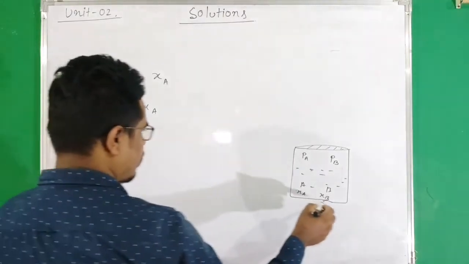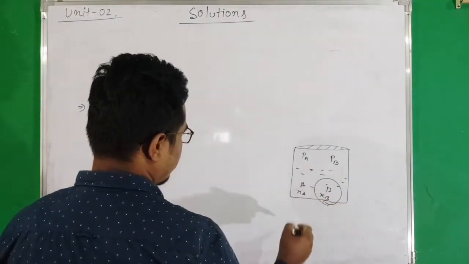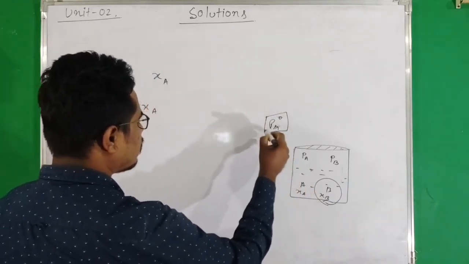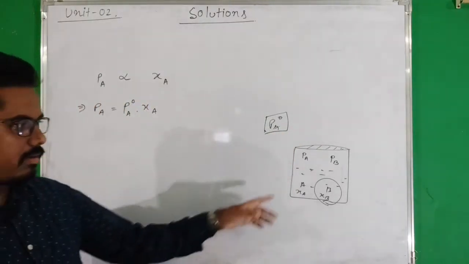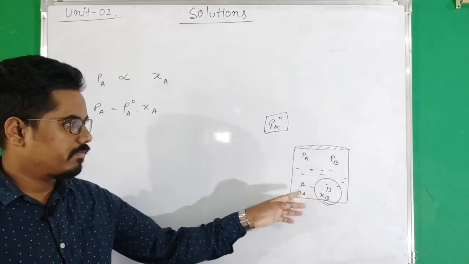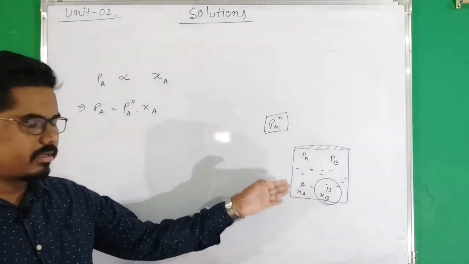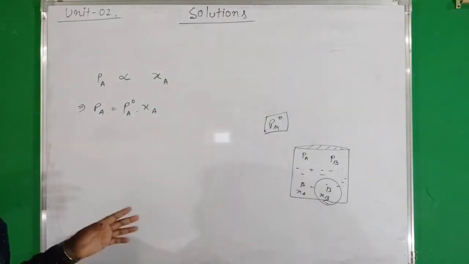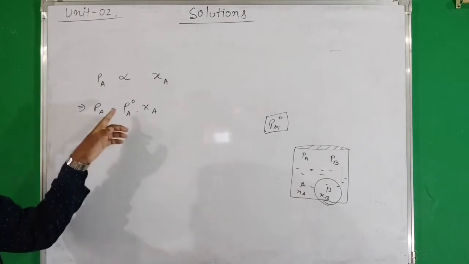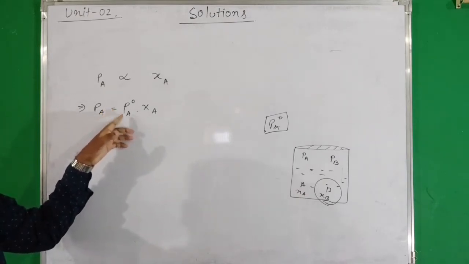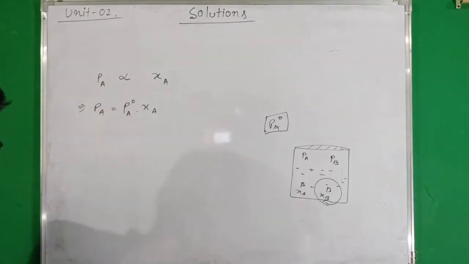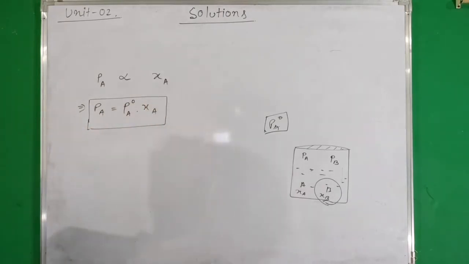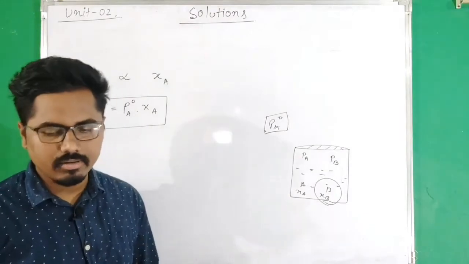Okay, when B is absent in this case, then the vapor pressure of A will be PA naught. That means only A is present, only pure liquid A is present. Therefore, the vapor pressure of the liquid A is called PA naught, and it is always constant at a particular temperature. So here we have put PA naught as a constant. Okay, so it is the mathematical representation of Raoult's law, and we have already discussed it in our previous class.